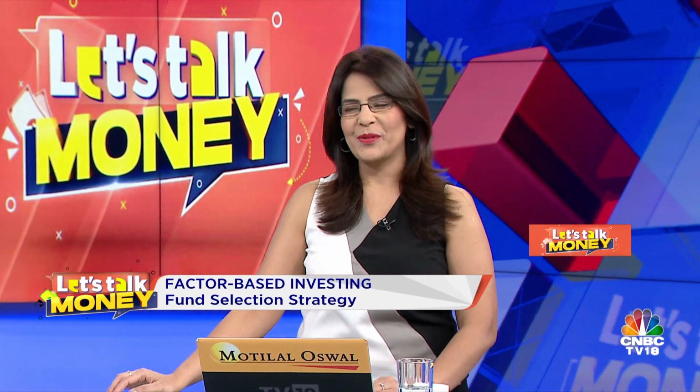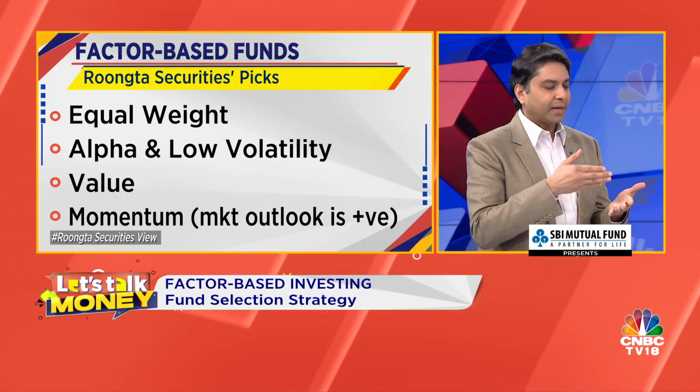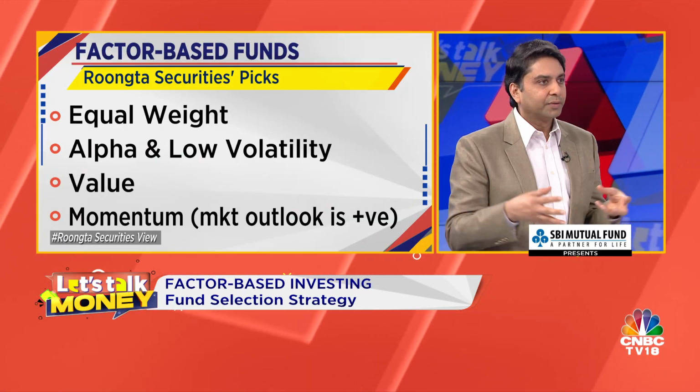The other I like is alpha combined with low volatility. Alpha will capture stocks that are likely to do better than the index, and they're less volatile. So that's fantastic. That's an ideal situation, right? And the universe of stocks to pick is the top 300 companies. So I have large cap, mid cap, small cap. The entire universe has been picked up.